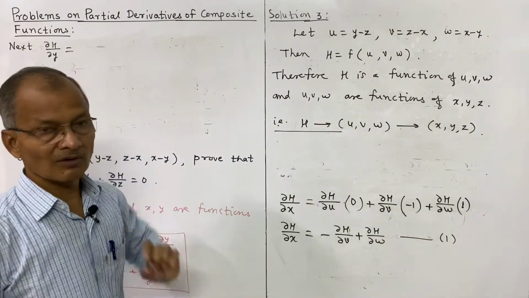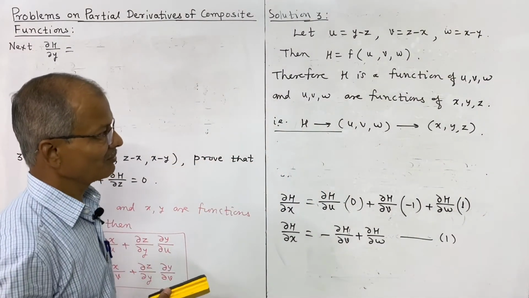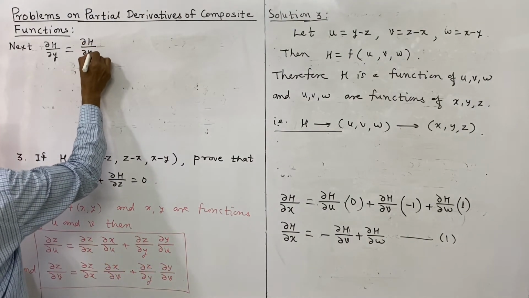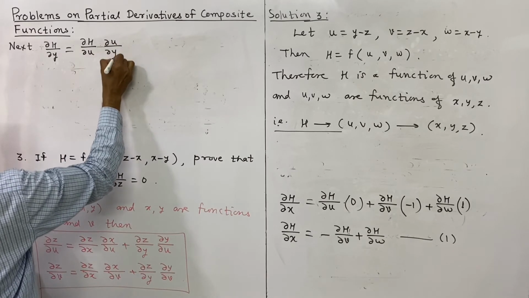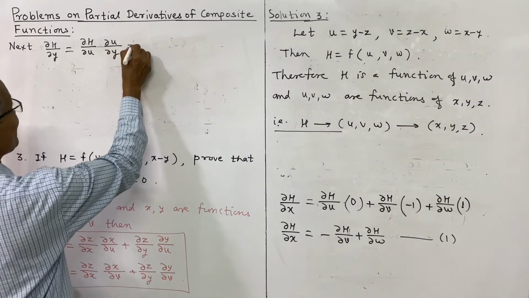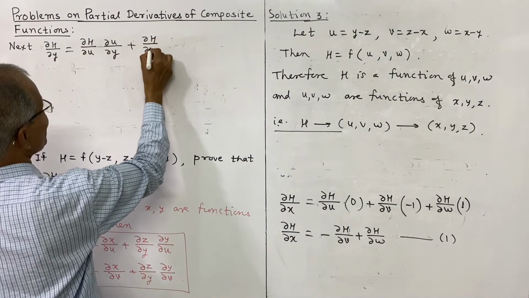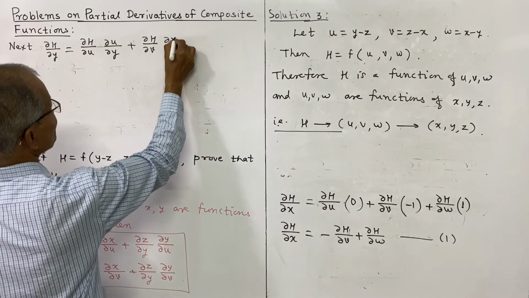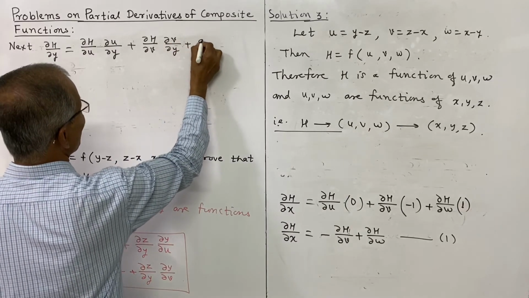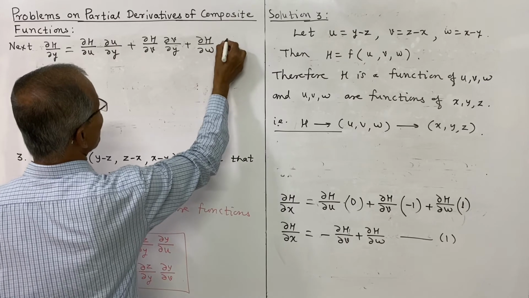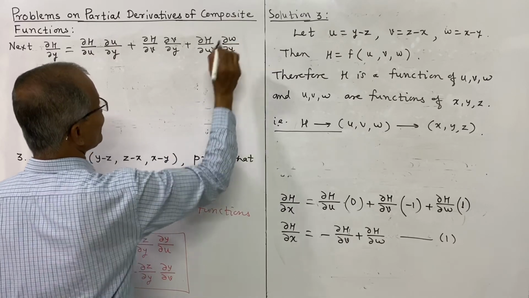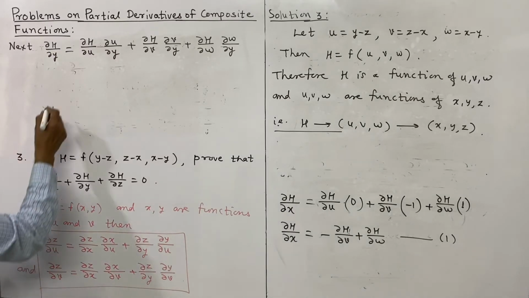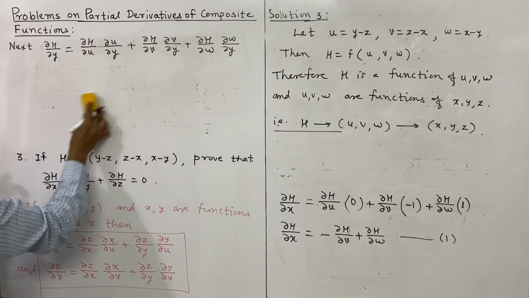Now x and z will be constant, and as earlier, the partial derivative of h with respect to u into the partial derivative of u with respect to y, plus the partial derivative of h with respect to v into the partial derivative of v with respect to y, plus the partial derivative of h with respect to w into the partial derivative of w with respect to y. So this is by the chain rule, and now we shall use the values in this expression.